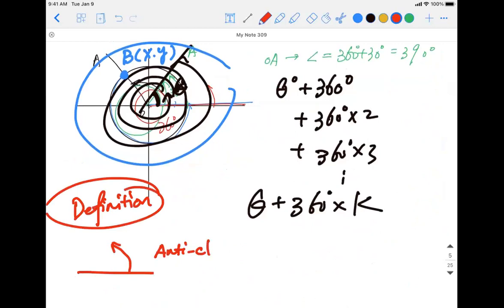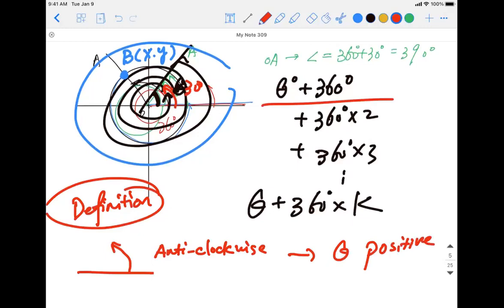anti-clockwise. This way, right? This is the anti-clockwise way. We define the angle you created by rotating anti-clockwise. They're positive angles. Like I said, this is 30 degrees. And if you take one turn, this is going to be 30 degrees plus 360. But regardless, this is always going to be positive.